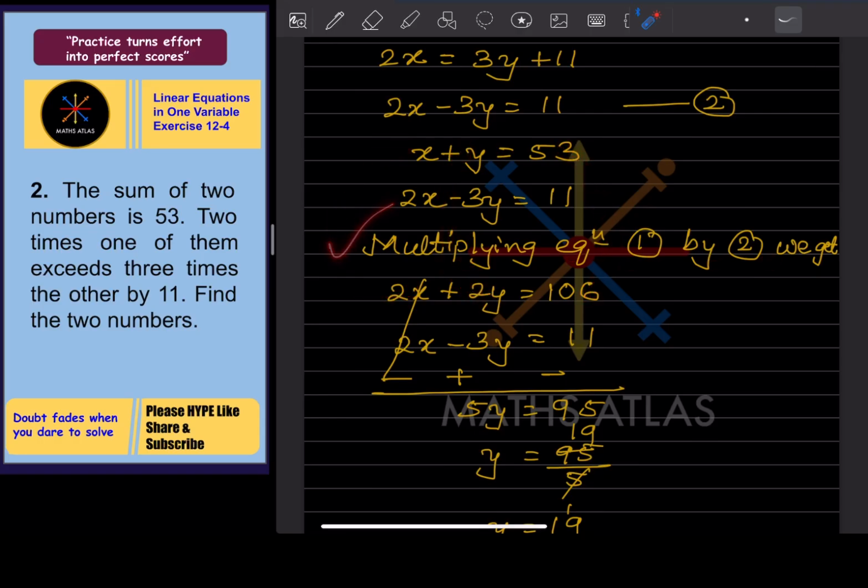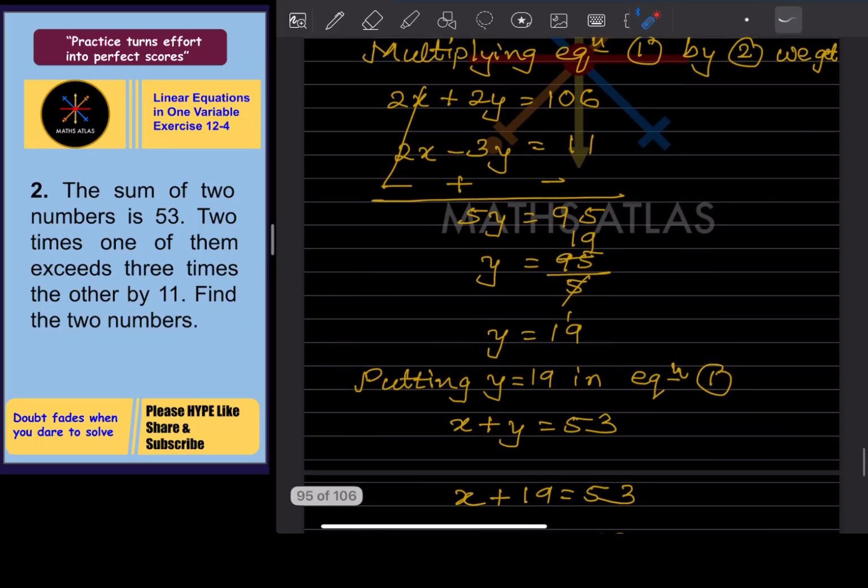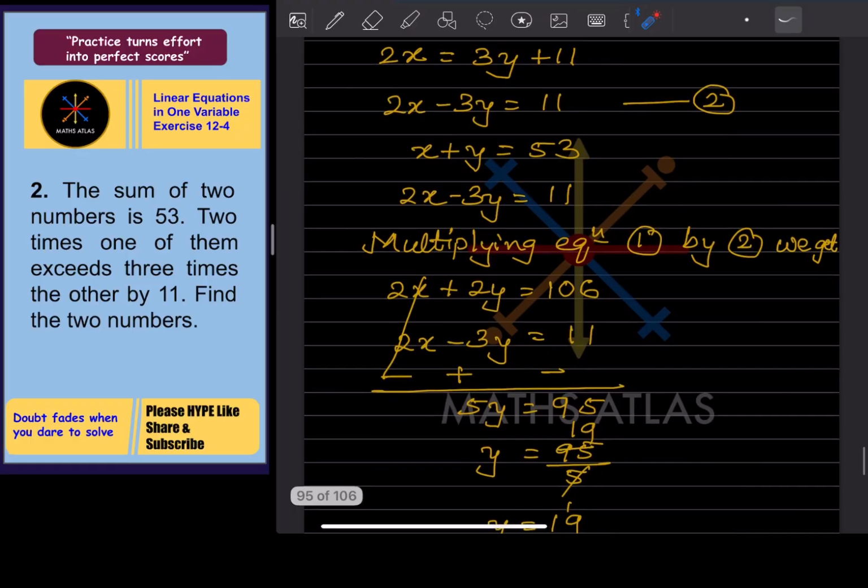So this will be better. And then the other will stay as it is. So now what we can do here, this is plus, so this is going to be minus, minus, so plus. This is plus, so this is going to be minus. So this and this get cancelled out. So this will be plus 2y plus 3y, which is going to be 5y, and will be 106 minus 11, which is going to be 95. So y will be 95 by 5. y will be 19.